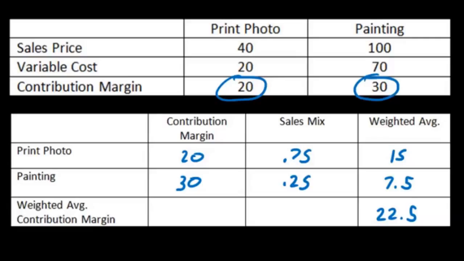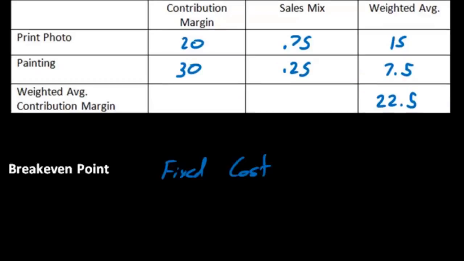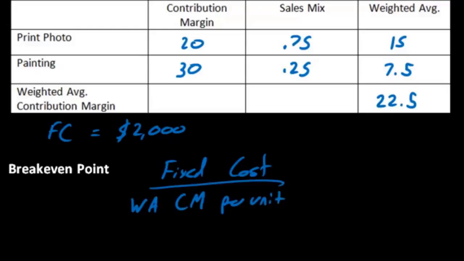So let's do the CVP analysis with this weighted average contribution margin. Start with our break-even point. How many units do we need to sell to break even? You guys remember the formula for that. It's just our fixed cost, and let's say in this example, our fixed cost equals $2,000. So our fixed cost divided by our contribution margin per unit, that's what we use when we have one product. But now that we have two products, we are going to use the weighted average contribution margin. I'm abbreviating here. WA is weighted average, CM is contribution margin per unit. So that's going to give us our break-even point in units.